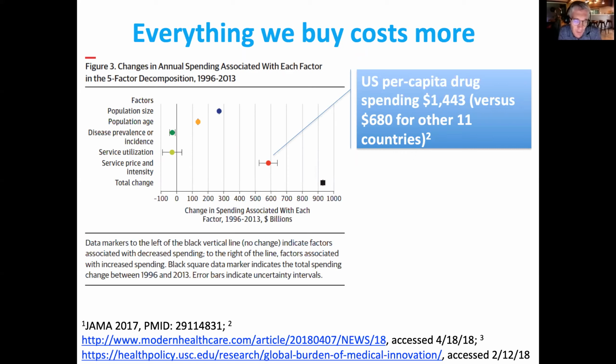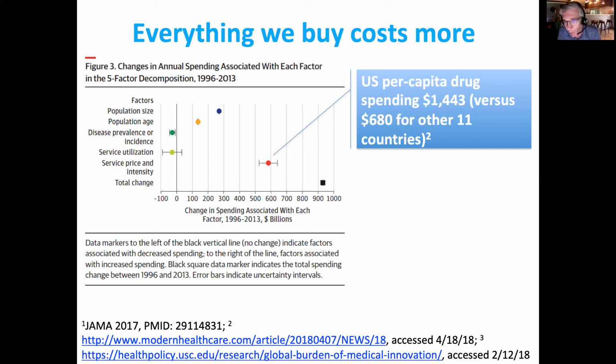So in this figure on the left side of your screen, you see different factors that could be associated with increases in spending. Our population size has grown over time, so that equals a little more spending. Our population has aged a little bit, which accounts for more spending. Disease prevalence, at least the stuff that costs a lot of money, has actually gone down, and service utilization has actually gone down over time, which is something we'll talk about in a subsequent slide. But then look at service price and intensity, meaning how intense are the services provided and what do they cost, and it has gone way, way up, and that includes drugs.